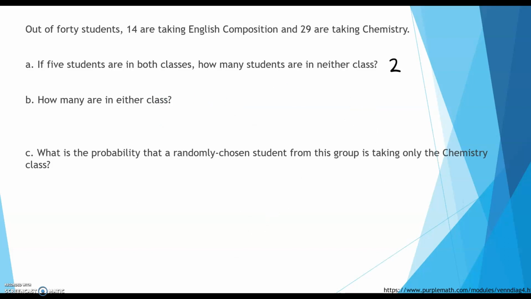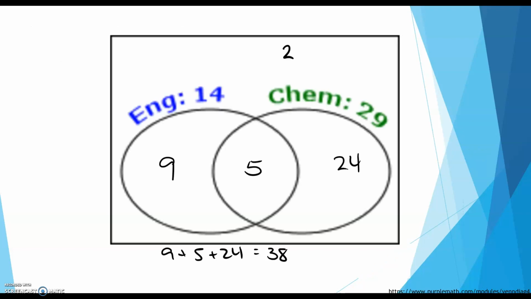How many are in either class? Either English or chemistry? Well, we just did that right here. That should be 38.